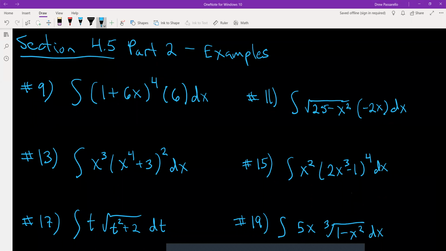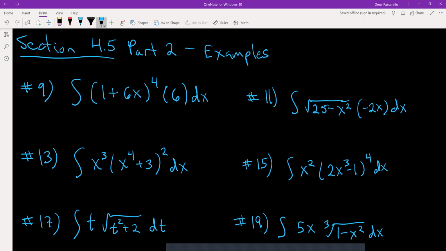All right, this is part 2 to section 4.5, and like I said in the previous video, you're only going to get good at this using examples after examples. So I'm going to do these 6 examples in this video, and then do some more examples in the following videos. And again, we're using u-substitution, and the general idea is to substitute u in for some part of the integral so that it makes it easier to integrate.